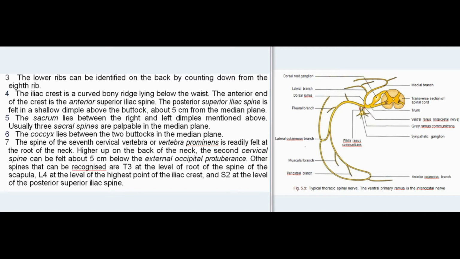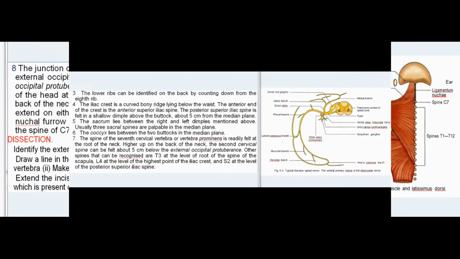7. The spine of the 7th cervical vertebra, or vertebra prominens, is readily felt at the root of the neck. Higher up on the back of the neck, the 2nd cervical spine can be felt about 5 cm below the external occipital protuberance. Other spines that can be recognized are T3 at the level of the root of the spine of the scapula, L4 at the level of the highest point of the iliac crest, and S2 at the level of the posterior superior iliac spine.